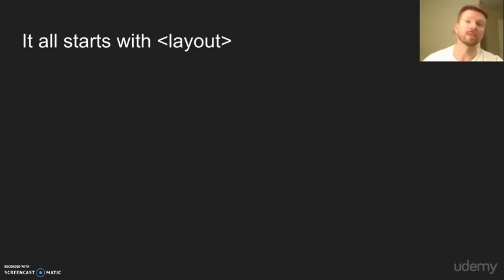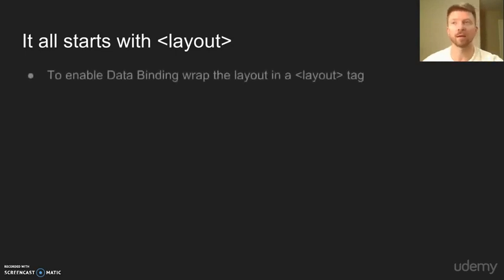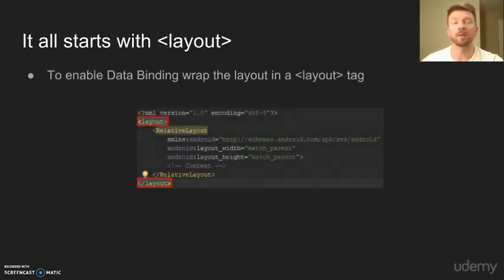So it all begins with a layout tag. To enable data binding, you have to wrap your layout in a layout tag. That way the library will know to process your layout and do its magic, whether it is to generate code or other things. It will pick up layouts that are wrapped in a layout tag.